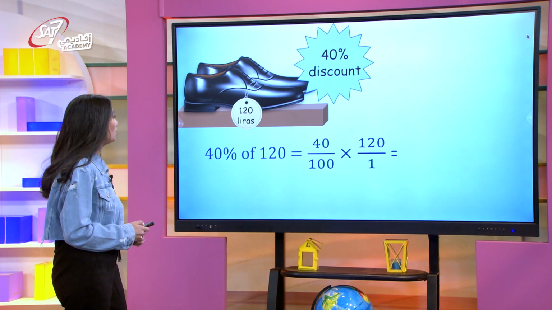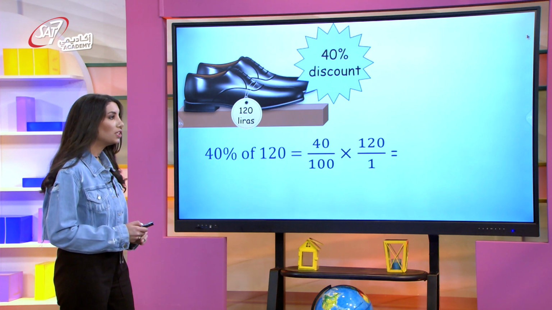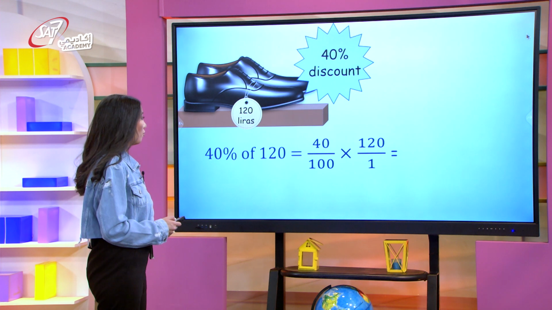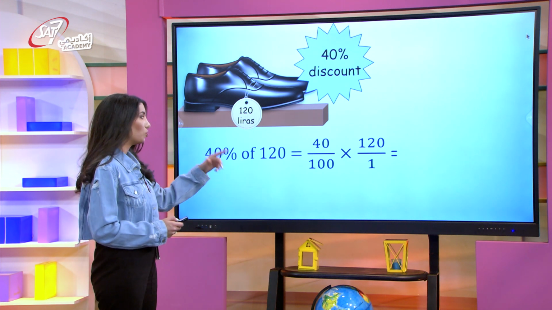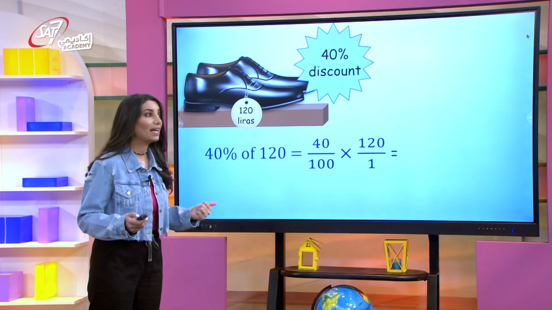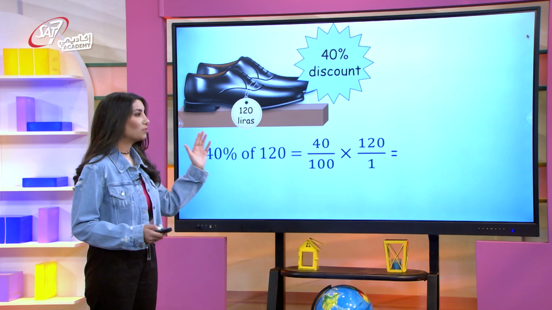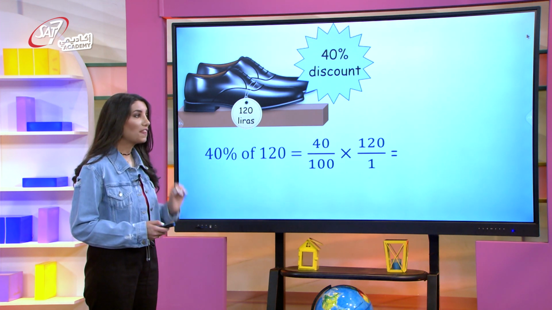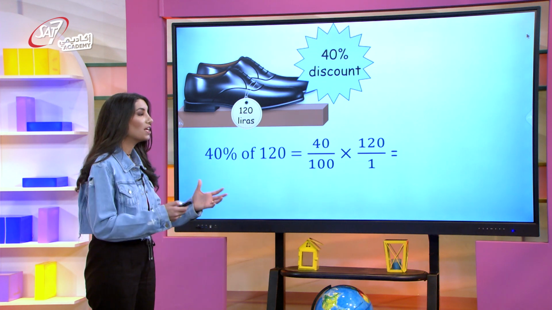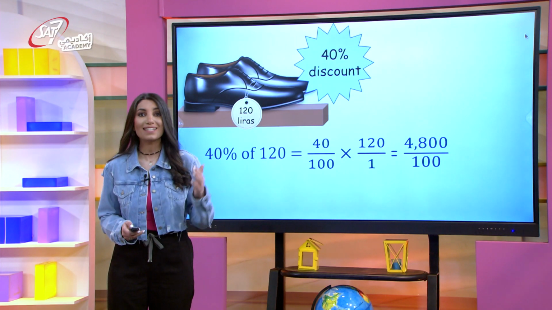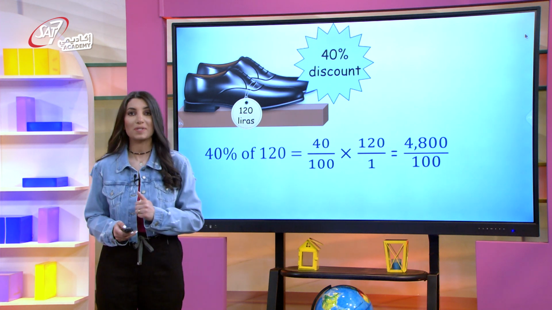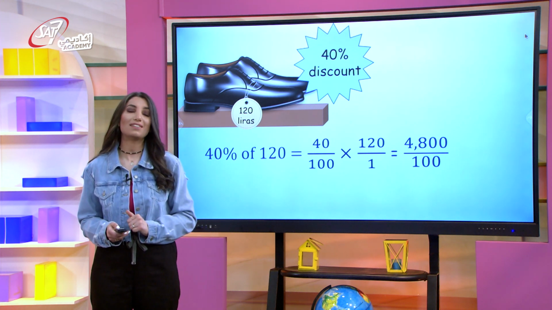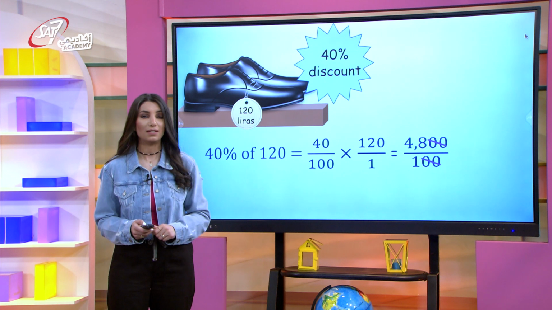40 over 100 multiplied by 120 over 1. 4 times 12, or 12 times 4, equals 48. So 40 times 120 is 4,800. We just add the zeros. 100 times 1 equals 100. Next, we divide 4,800 by 100 by canceling the zeros. 40% of 120 liras is 48 liras.